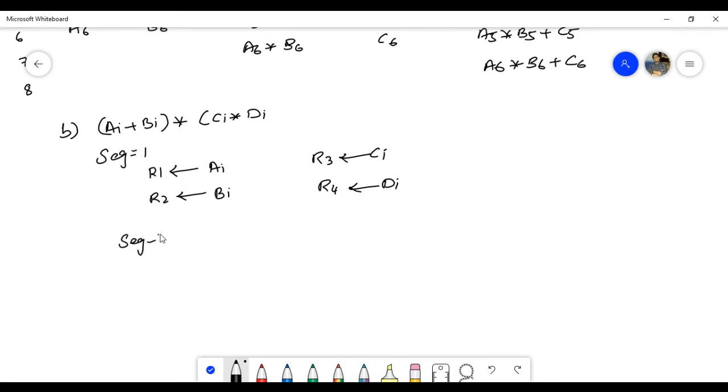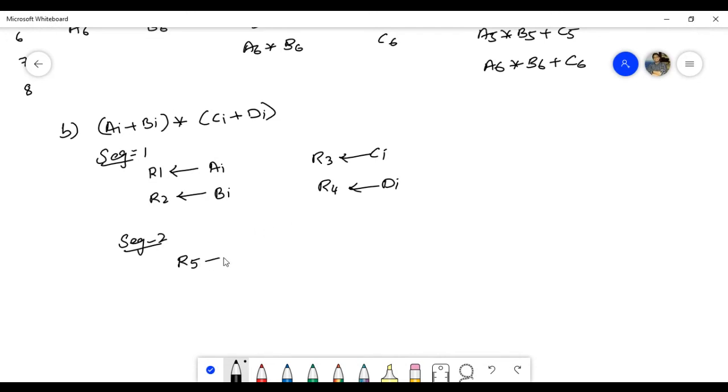And segment two is what we have to perform here. AI plus BI. This is in the braces, that means the parenthesis, so it has more priority. Sorry, this is plus, not cross. Let us write it is plus. CI plus DI. So this plus operation is performed first.